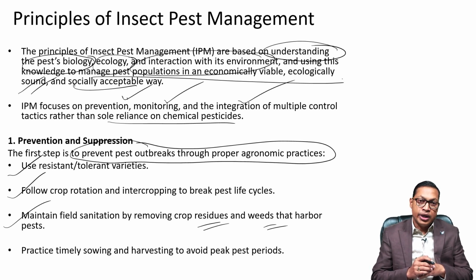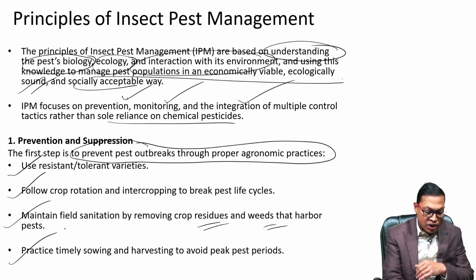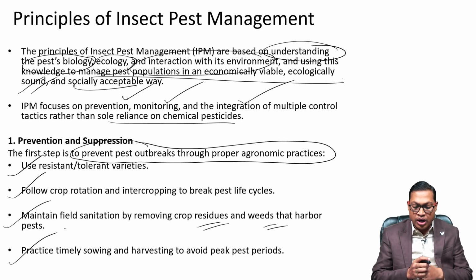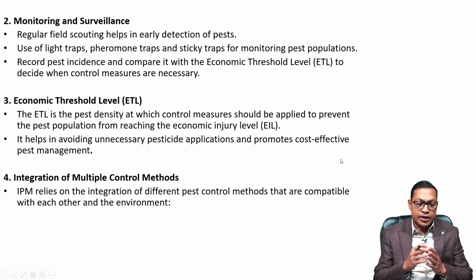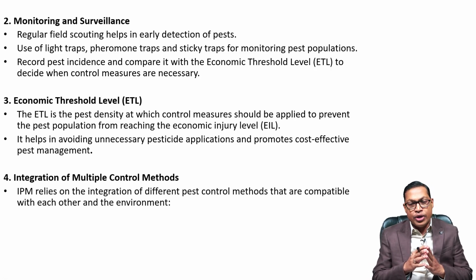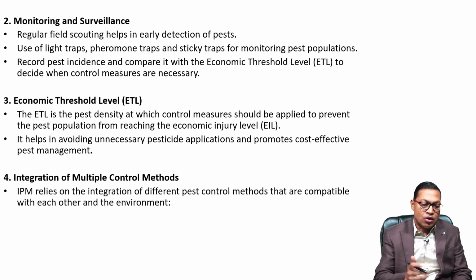We have to clean the field, then practice timely sowing and harvesting to avoid peak pest periods. If we are growing any pulses or oilseed timely or in early sowing, then we can escape the infestation period. So, this is a very good agronomical prevention measure. Then if there is attack of insect pest, we have to go for surveillance or monitoring.